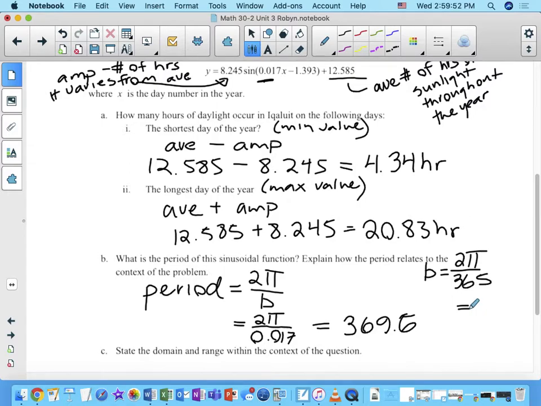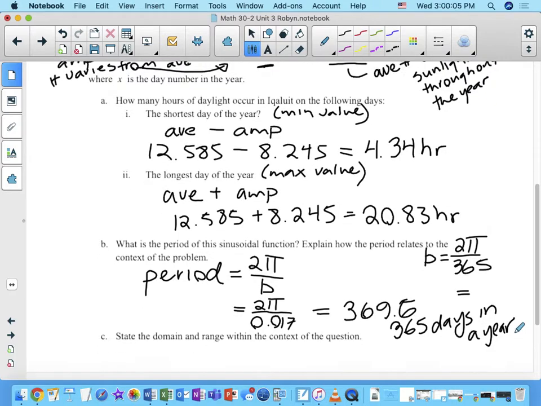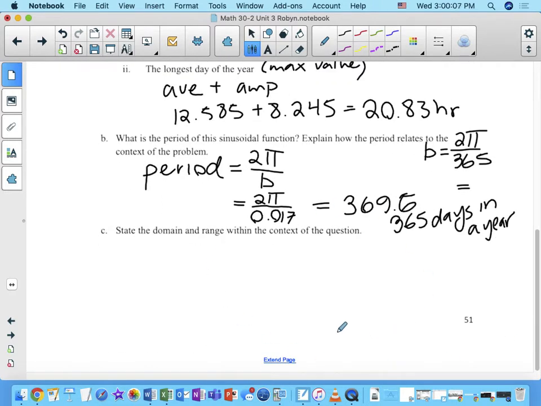Days of the year, yeah, right? So 365 days in a year, exactly. Okay? State the domain and range within the context of the question.